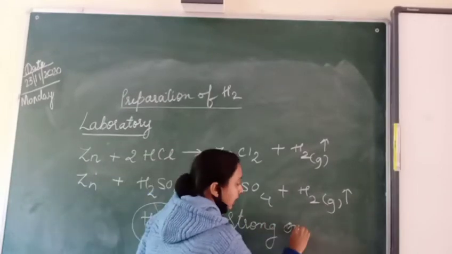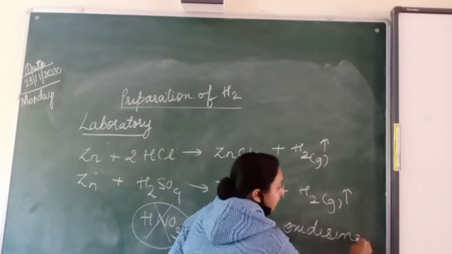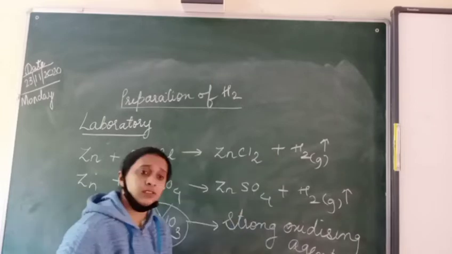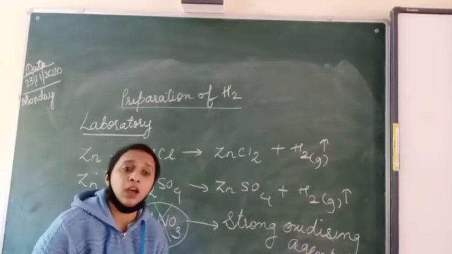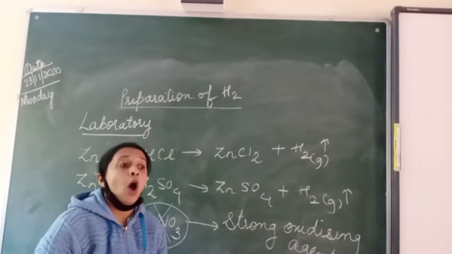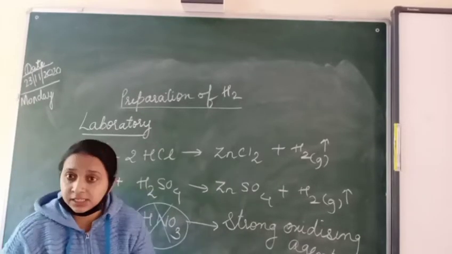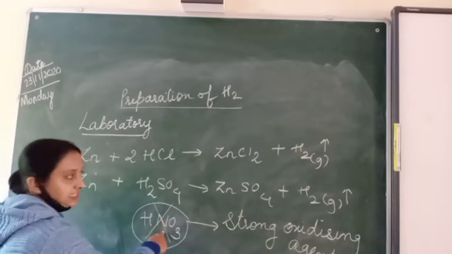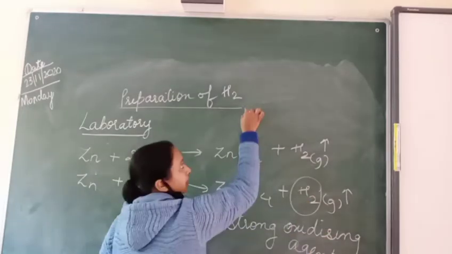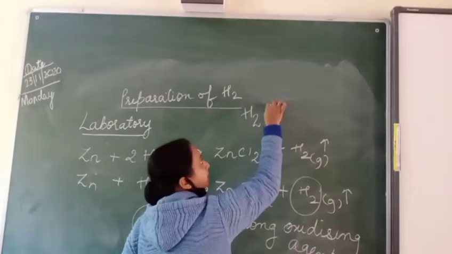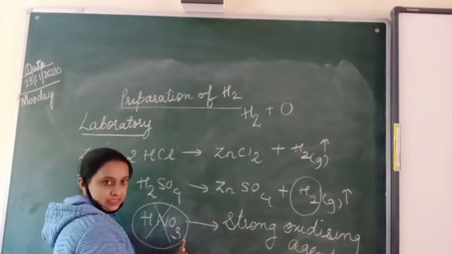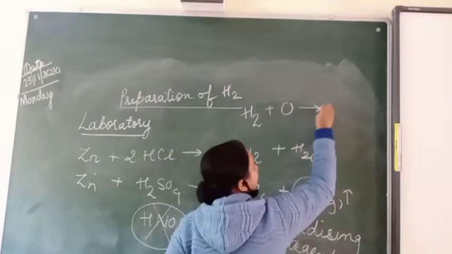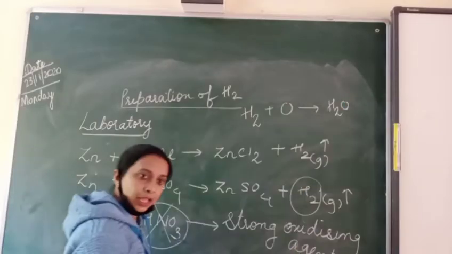Now what does an oxidizing agent do? It brings oxidation in the other substance. Oxidation means addition of oxygen in the other substance. So what will happen here is, when we treat with this acid, the hydrogen formed will combine with oxygen released by this acid, and it will form H2O. Are you getting? Instead of hydrogen, it will form H2O, water, which is not the required product.